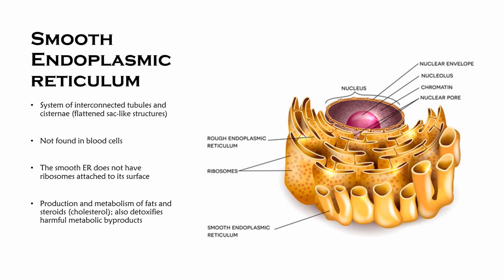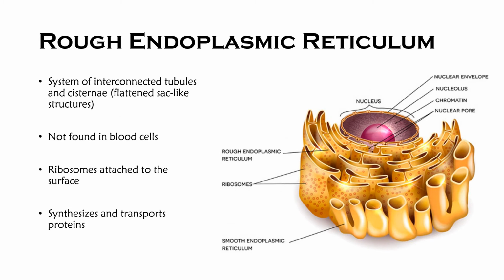Now, the way to distinguish the smooth from the rough ER is that the smooth ER does not have ribosomes attached to its surface, and the smooth ER functions in the production and metabolism of fats and steroids, such as cholesterol, and it also detoxifies harmful metabolic byproducts. The rough endoplasmic reticulum, on the other hand, has ribosomes attached to its surface, and therefore this is where the synthesis and transportation of proteins occurs.